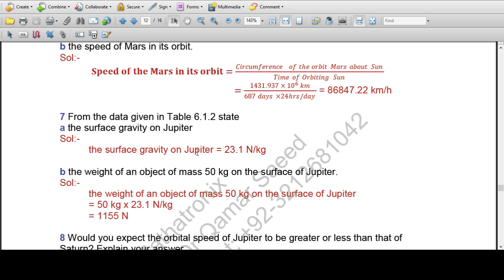And from the data given in Table 6.1-2, state the surface gravity on Jupiter. The surface gravity on Jupiter from the table is 23.1 newtons per kilogram. B part: the weight of an object of mass 50 kilograms on the surface of Jupiter. The surface gravity is 23.1 newtons per kg, so the weight will be this mass multiplied by this gravity. We will have the weight on Jupiter.